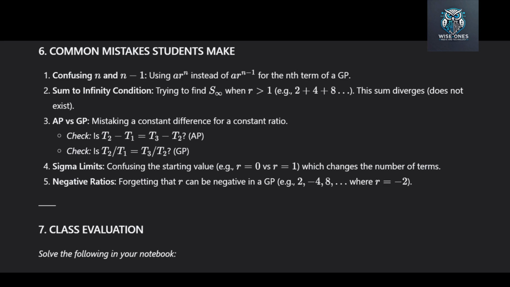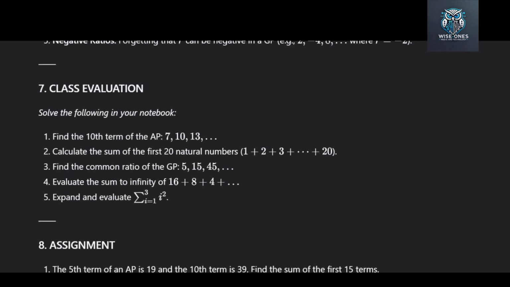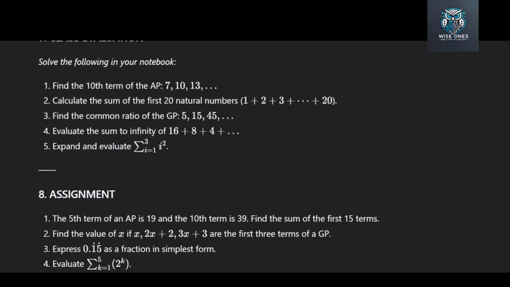Now it is time for class evaluation, section 7. I want you to pause the video and solve these in your notebook. Question 1. Find the 10th term of the AP, 7, 10, 13, and so on. Question 2. Calculate the sum of the first 20 natural numbers. That is 1 plus 2 plus 3 up to 20.